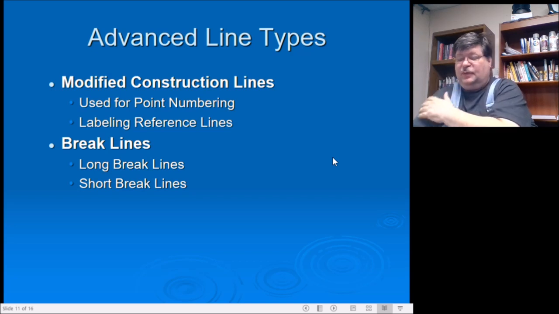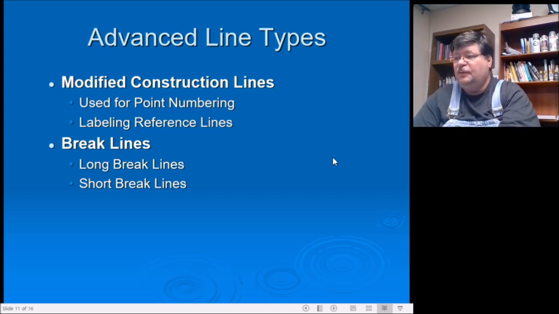Modified construction lines. We had our 4 basic line types. Now we have a modified construction line. This is used for point numbering. It's not really light, but it's not extremely bold and dark. It's used for numbering points and labeling things like that.